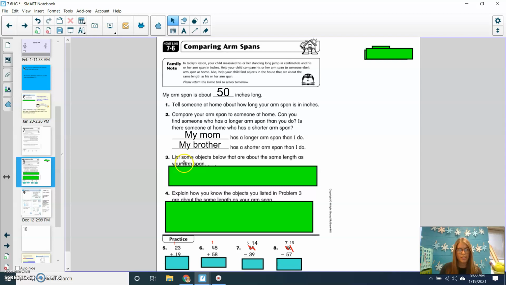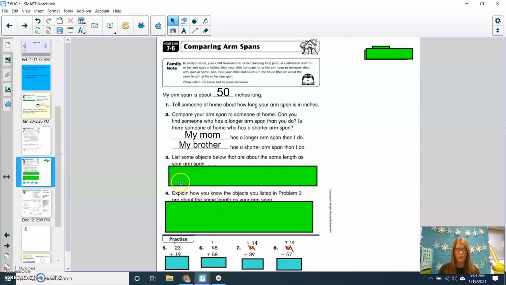For question number 3, it says list some objects below that are about the same length as your arm span. And then for question 4, you're going to explain how did you know that those objects were about the same length as your arm span. So could you press pause, solve problems 3 and 4, and then press play when you're ready to check.